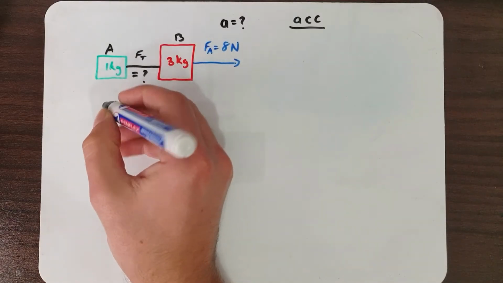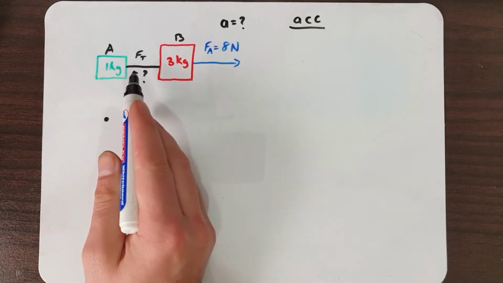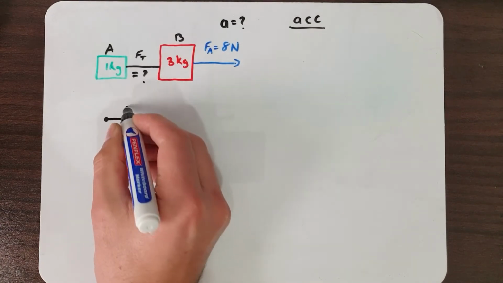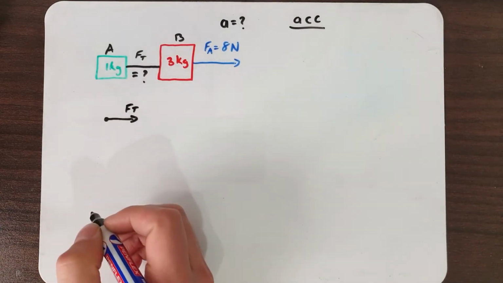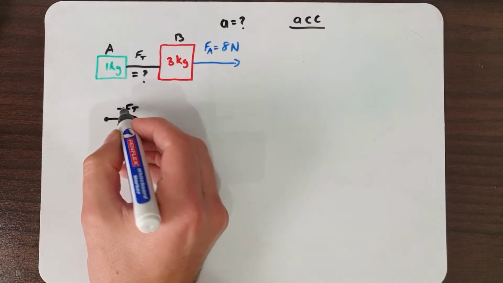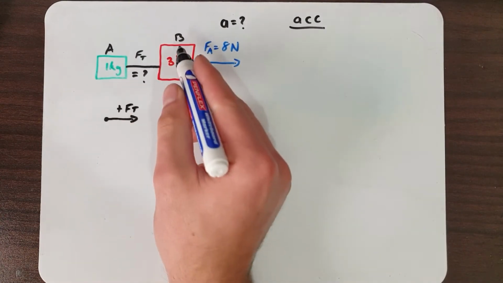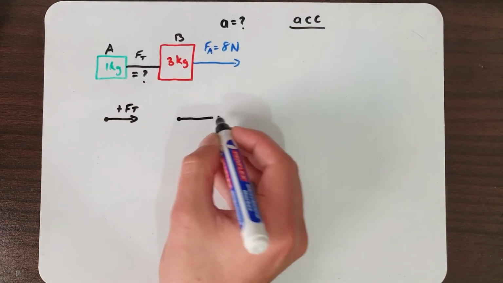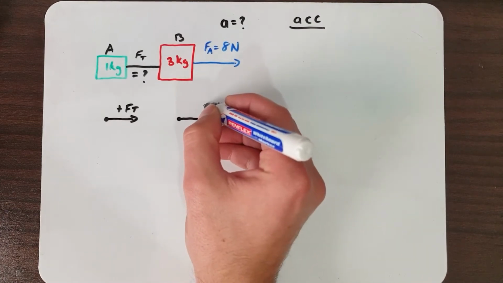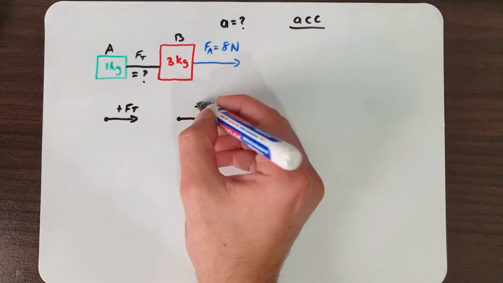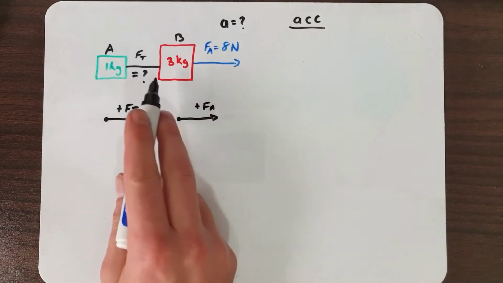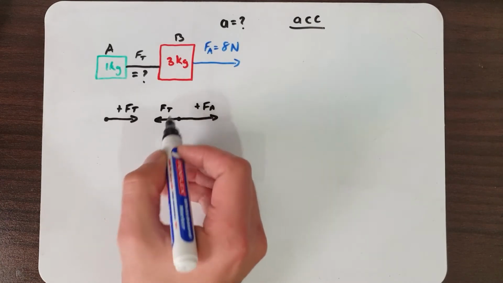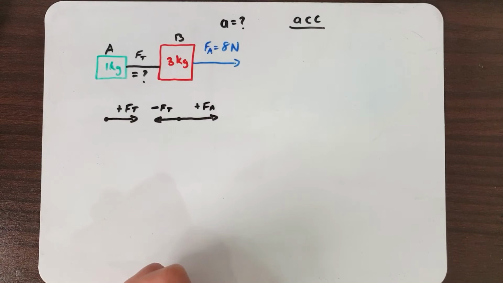So the free body diagram for object A: there is no friction, and so the only force acting on it is our tension force. It's acting to the right, so it is a positive tension force. Then on B, we have two forces acting. We have our applied force, which is acting to the right, so we know it's going to be positive, and we have a tension force pulling to the left, which will then be a negative.